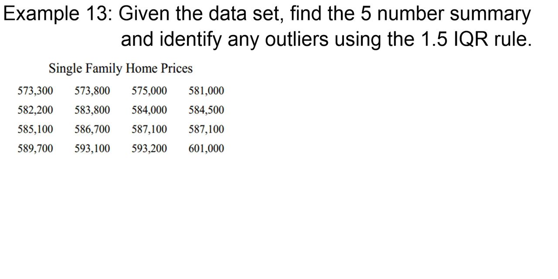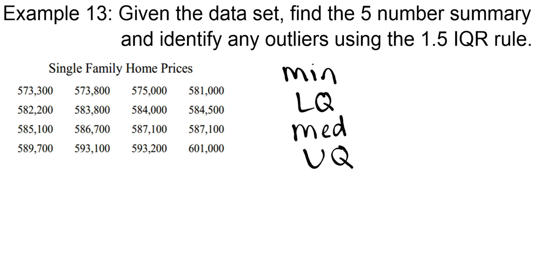Given the data set, find the 5-number summary and identify any outliers using the 1.5 IQR rule. So first, we're going to find our 5-number summary, which is going to start with our minimum, our lower quartile, our median, our upper quartile, and our maximum. Minimum and maximum are the easiest when it's written in order from least to greatest.